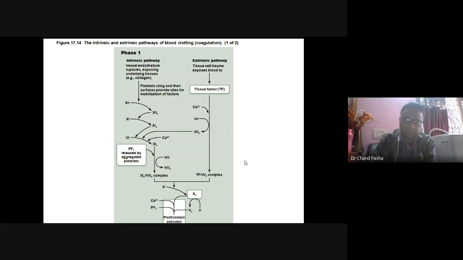Similarly, even the 10th factor is activated with the help of tissue factor as well as the activated 12th. These factors are very important for your competitive exams also. Which factor plays which role? In hemophilia, which factor plays an important role? Hemophilia is a genetic disorder where bleeding continues. Can anyone tell me which factor is deficient in hemophilia?